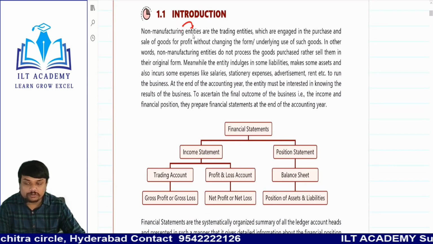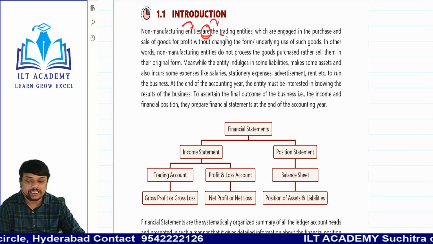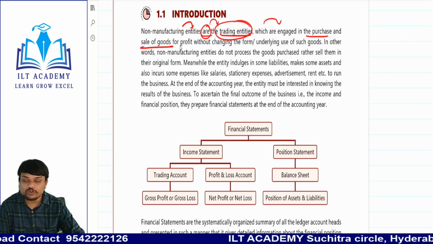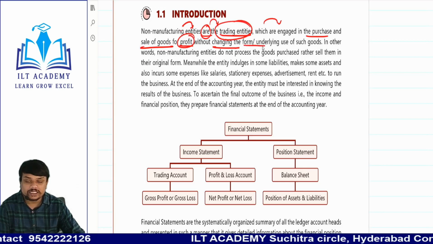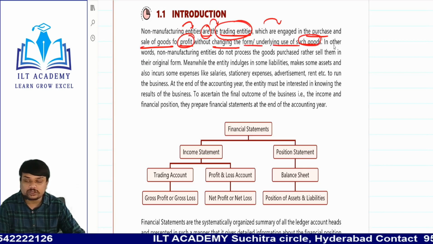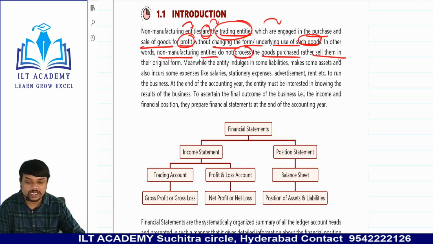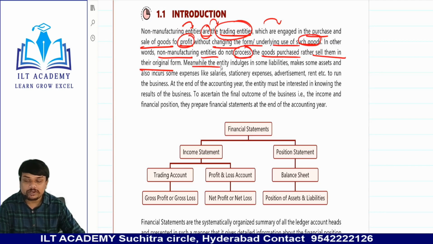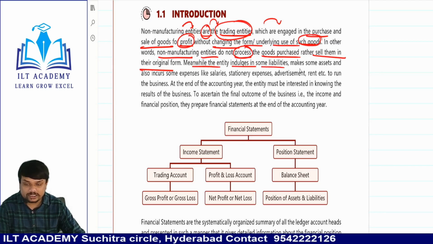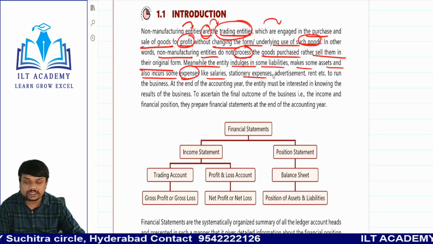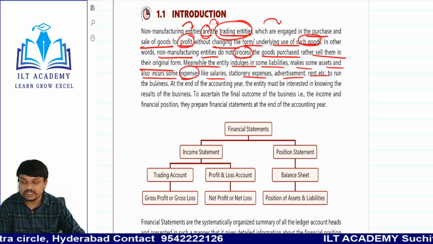Now what are non-manufacturing entities? These are the trading entities which are engaged in the purchase and sale of goods for profit without changing the form underlying the use of such goods. In other words, non-manufacturing entities do not process the goods purchased, rather sell them in the original form. Meanwhile, the entity incurs some liabilities, makes some assets and also incurs some expenses like salary, stationery expenses, advertisement, rent, etc. to run the business.